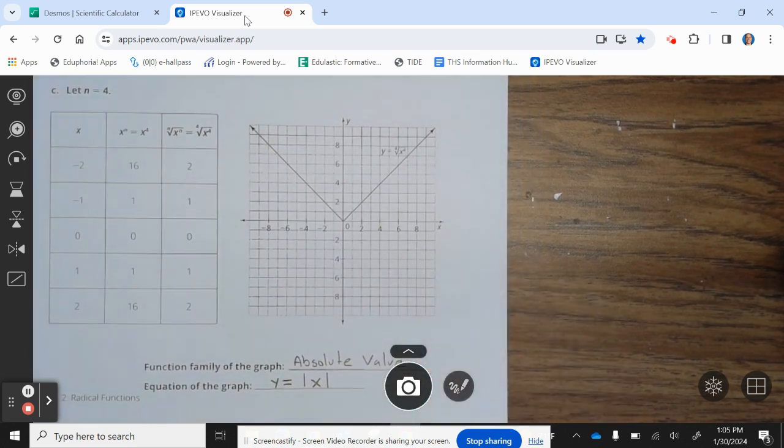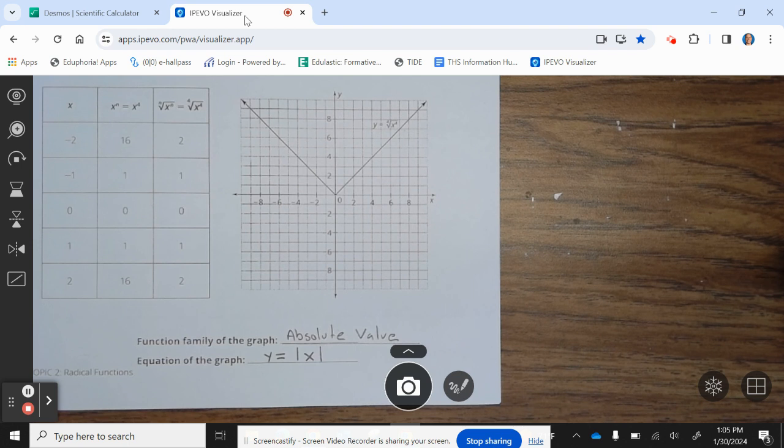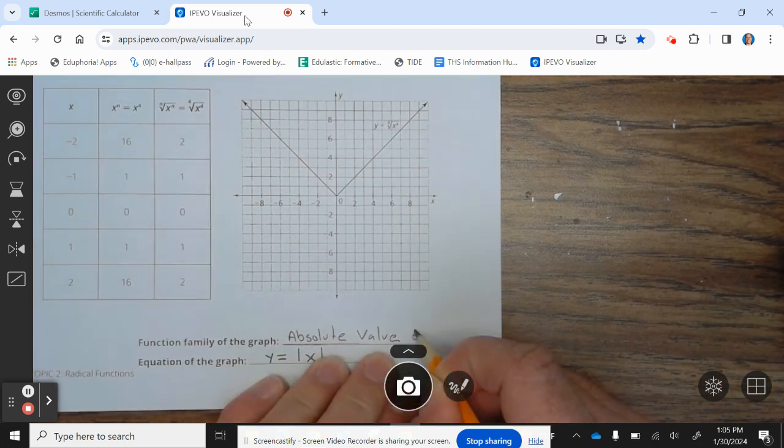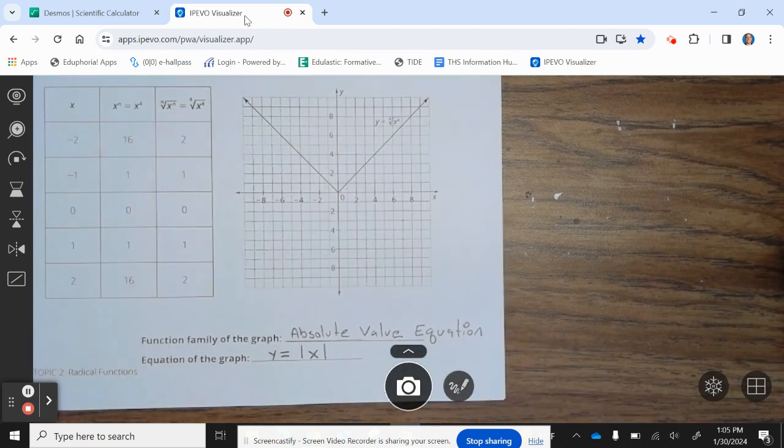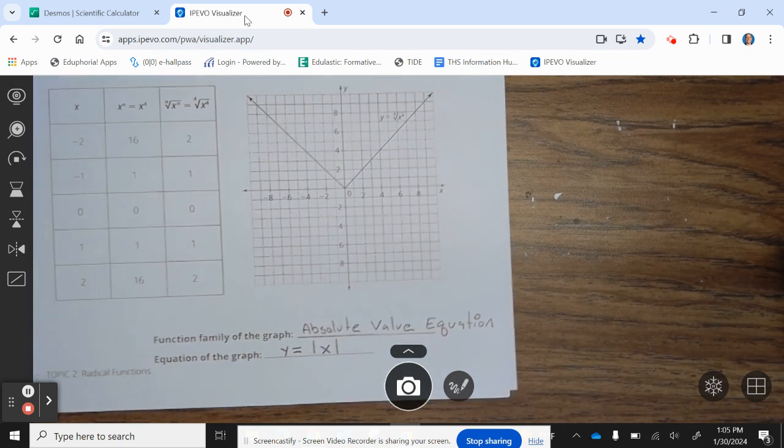All right, let's take a look at C. Go ahead and look over the table and graph. The function family of the graph is the absolute value equation. And the equation of the graph is y equals absolute value of x. All right, let's take a look at the next page.